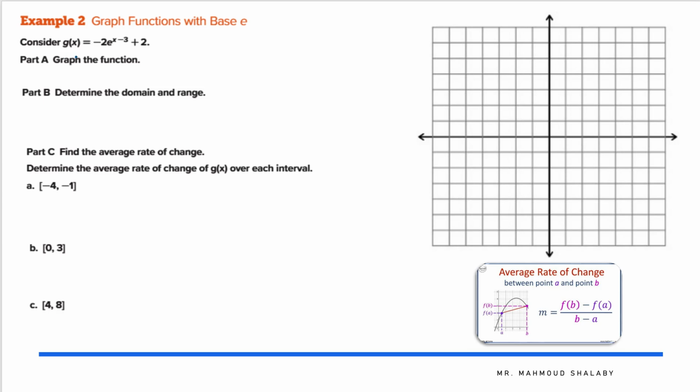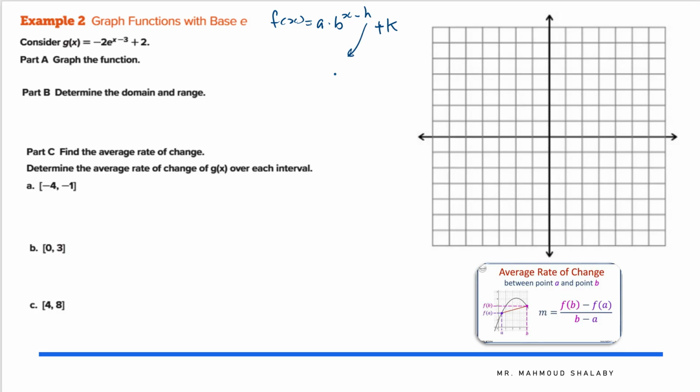It says consider g of x equals negative 2e to the power of x minus 3 plus 2. If you remember again, let me remind you, f of x equals a multiplied by b to the power of x minus h, plus k. We have two methods. The first one is to solve, and the second one is to choose the correct one. So let's go over the first one, which is the harder. When you need to graph, it's not very hard, but let's say what h and k represent.